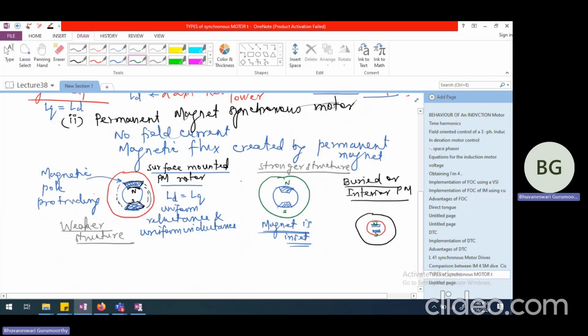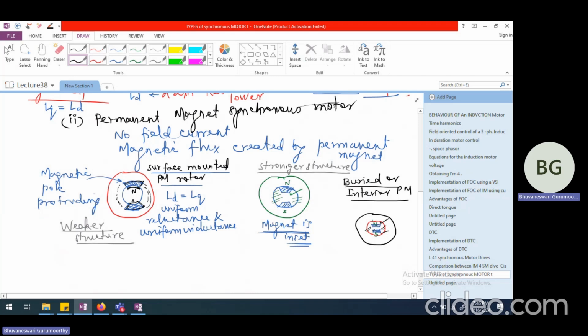When the magnet is buried inside, or the magnet is inset, if you look at it, all this place is iron, whereas this is permanent magnet. The same way, here also we are going to have permanent magnet inside, but the rest of the portions are going to be iron. This is all iron. So iron generally has much lower reluctance compared to the permanent magnet material or air.